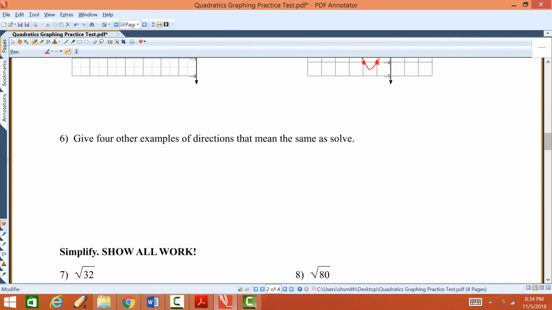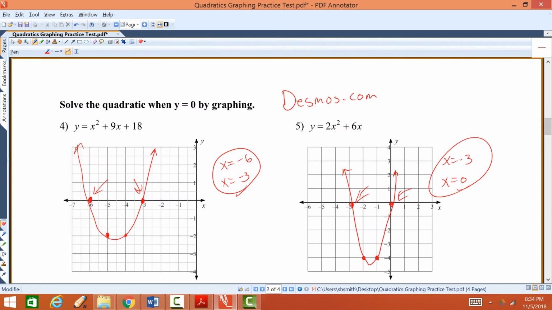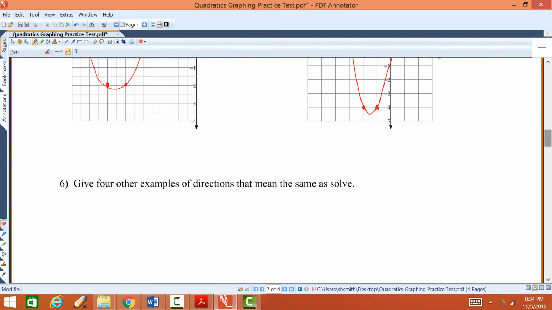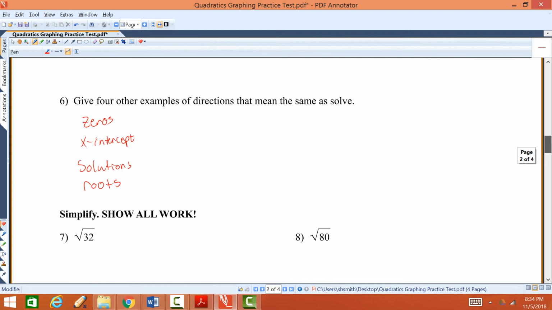Okay, so what are 4 other examples of directions that mean solve? Well, there's one up here, this says solve. But these are also called zeros. You can also find the x-intercept, solutions, and the final one we haven't really talked about that much. It's called roots. All of these, though, basically mean the same thing, which is find the value for x. Okay, so that's zeros, x-intercept, solutions, roots.